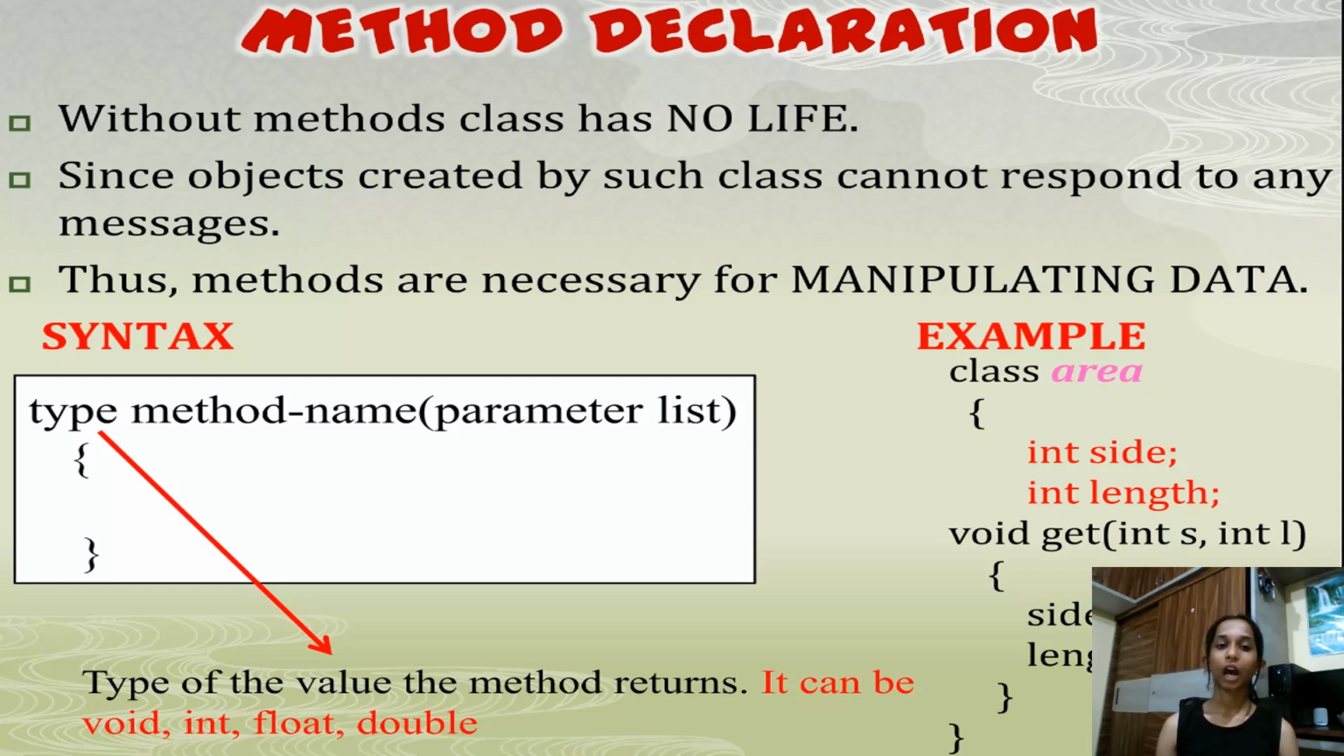Method declaration. Without methods, a class has no life, since objects created by such a class cannot respond to any messages. Thus methods are necessary for manipulating data. Here is the syntax for method declaration: type, where type represents the value that the method returns. It can be int, float, void, or double, followed by the method name, which is user defined, followed by parameters inside the braces. Here is an example for this. Here void get is the method declaration, where void is the return type and get is the method name, followed by parameters inside the braces.